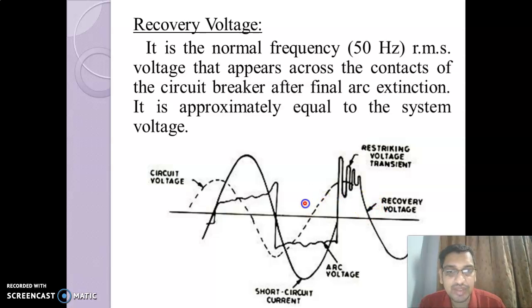So we can say that arc voltage is the voltage between the contacts during the arcing period. We start the arcing period from here and it ends at this point. Then what is restriking voltage? It is the voltage across the contacts at or near the current zero point. At or near this point, a voltage appears across the contacts, and that is restriking voltage. Recovery voltage means after the final arc extinction. Here is the point at which the arc is extinguished. After this point, the voltage again comes close to the circuit voltage. So that is recovery voltage.